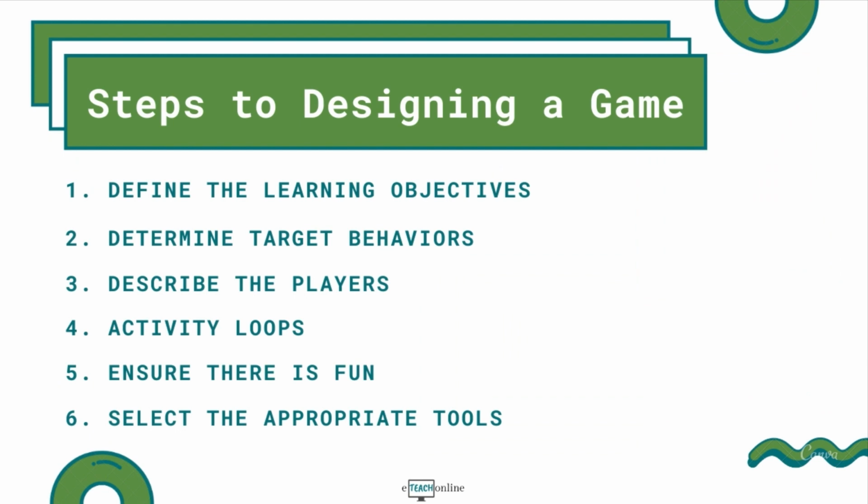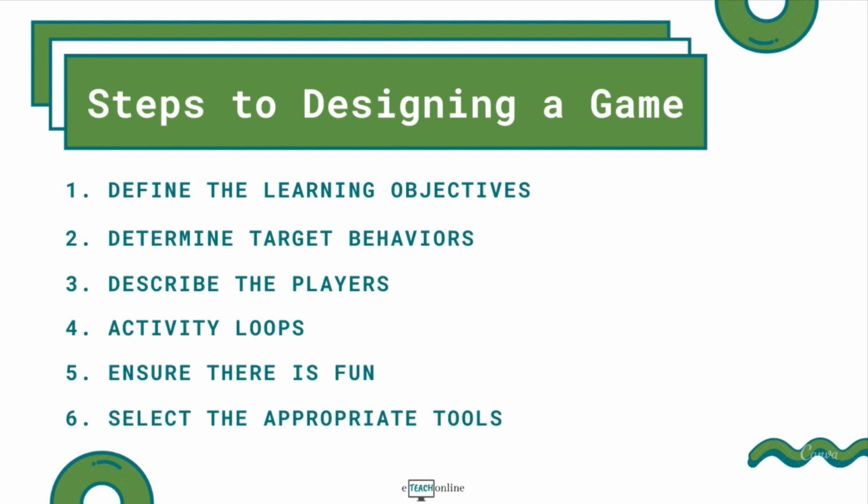Step 1 is define the learning objective. What does the student need to accomplish in this course? What are the course goals? Remember, design has to be purposeful. Second, what are the target behaviors? What is it that you want the learner to do? Gamification is about motivation. It's about encouraging people to do certain things, and therefore you need to start out with an understanding of just what those things are.